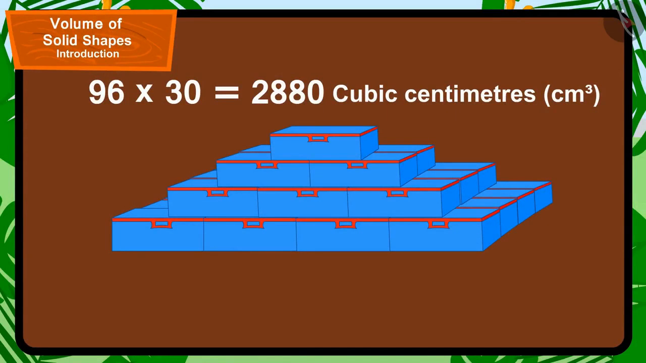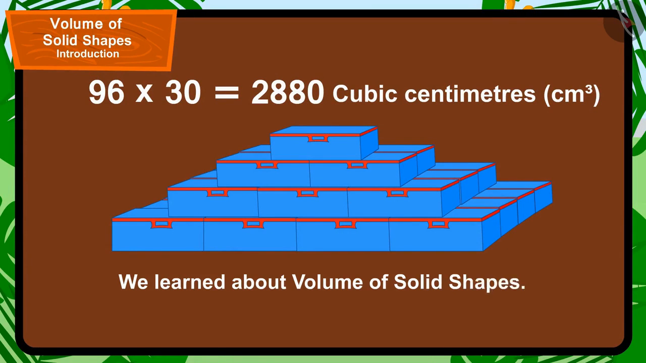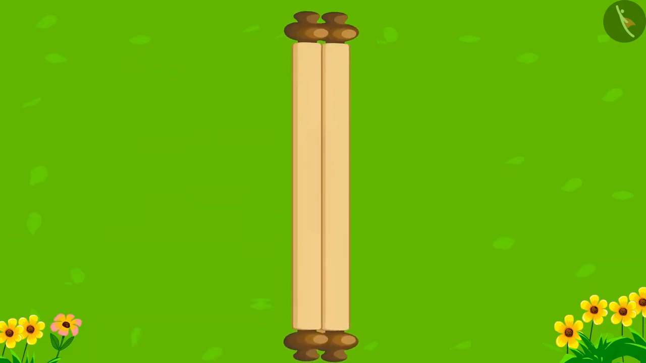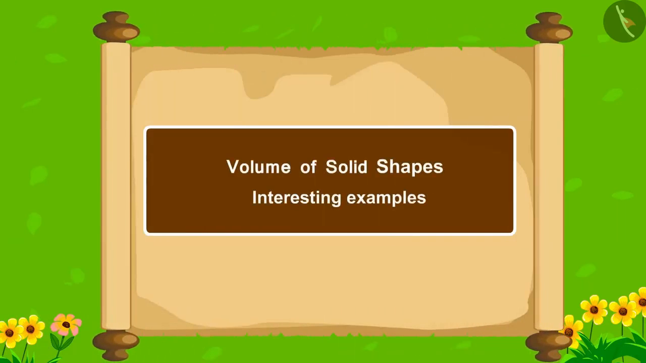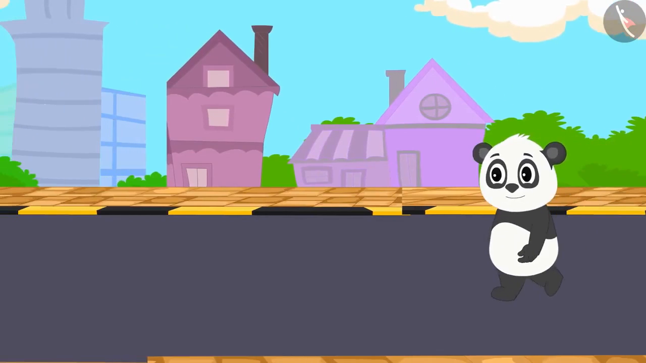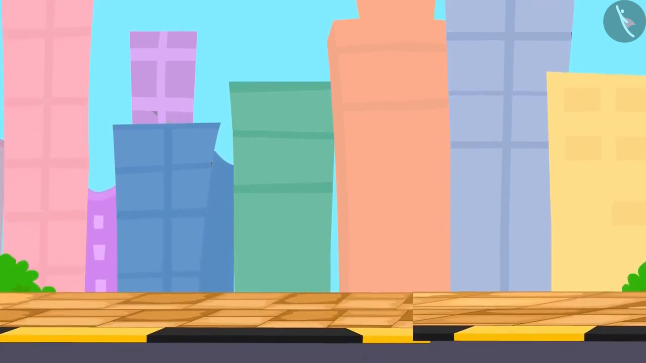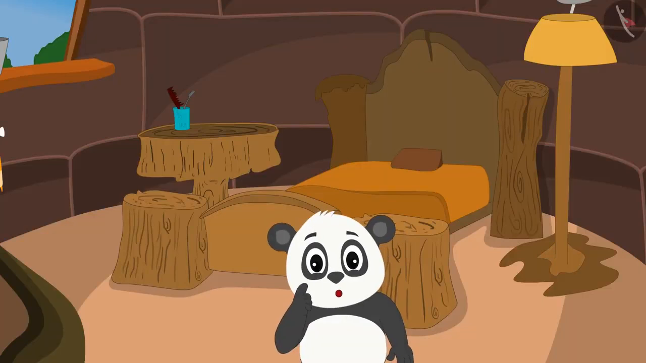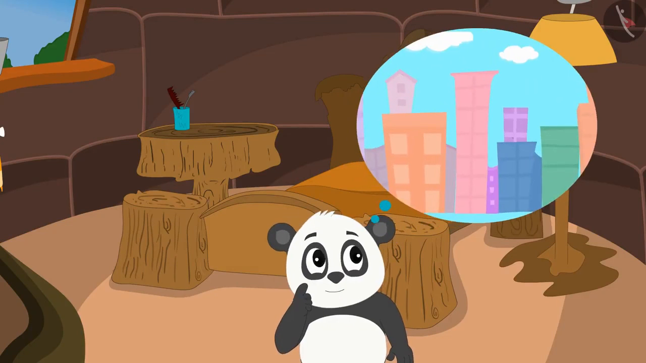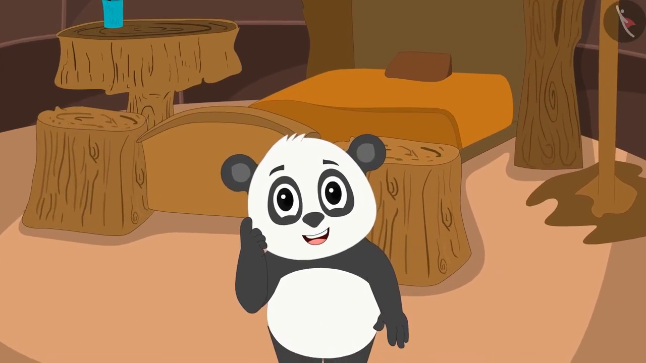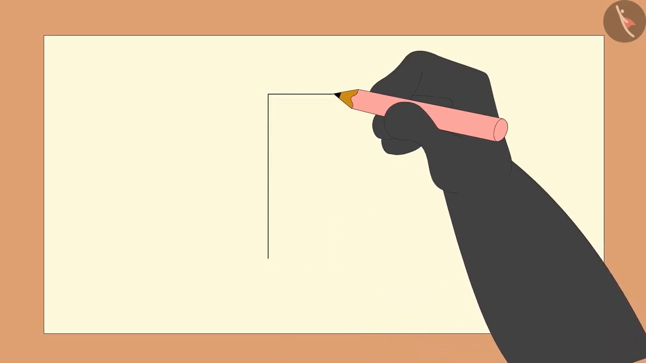Hello kids! In the previous video, we learned about volume of solid shapes. In this video, we will learn more about it by some interesting examples. When Golu went to the city, he saw very tall buildings there. Why don't I build such a tall building in Champapur? Golu thought about it and started designing the building.